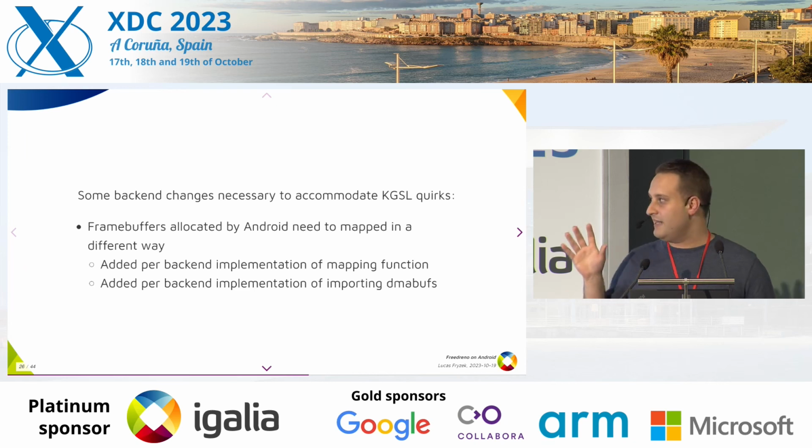I'll talk about it a bit later, but they come from a different memory allocator, which is a lot of fun to deal with, called Gralloc, and they need to be mapped differently than buffer objects that you allocate from the KGSL directly. So in the Freedreno backend, I needed to add support for a per backend implementation of mapping and importing DMA bufs to handle this unique KGSL behavior.